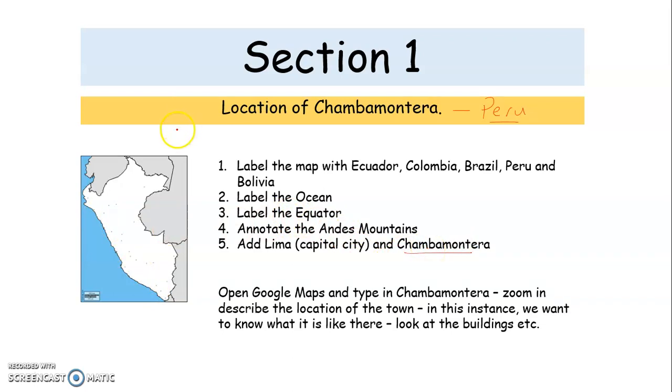So basically that's the first task. The second task is then to go into Google Maps, type in Chambamontera, and then zoom in or go to Street View on the town. And in this instance, what I want to know in the box is for you to describe what it is actually like in Chambamontera. And I'll give you a little bit of feedback on that very, very shortly.